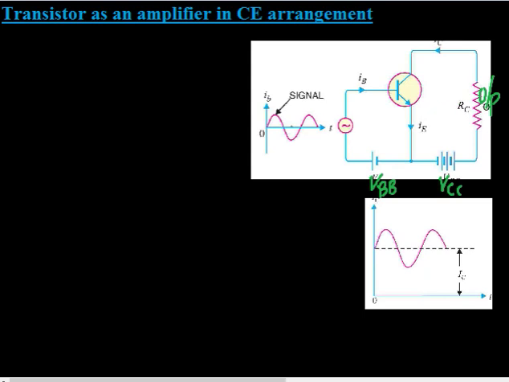Now, if no VBB is connected in the circuit, then during the negative half cycle of the signal, the base will be reverse biased, which will upset the transistor action. So this voltage source VBB ensures that the base emitter junction is always forward biased. So this voltage is called the bias voltage.